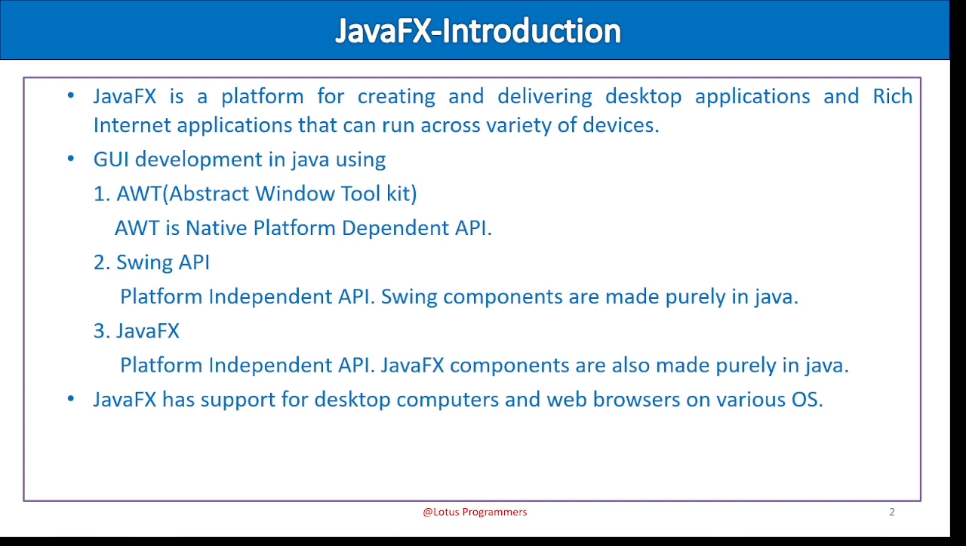Graphical interface applications in Java programming are created by using three different platforms. The first important platform in graphical interface development is AWT, Abstract Window Toolkit. AWT is a native platform for Java programming for creating graphical user interface applications.